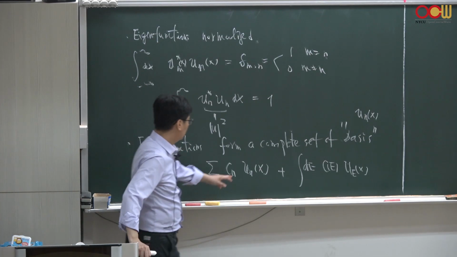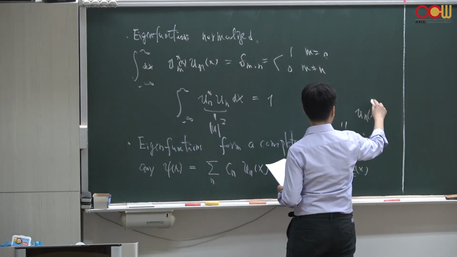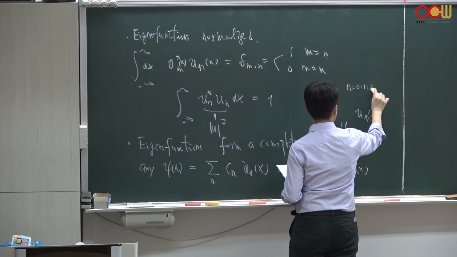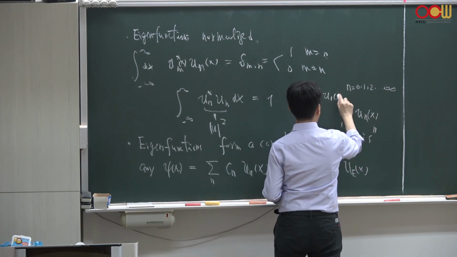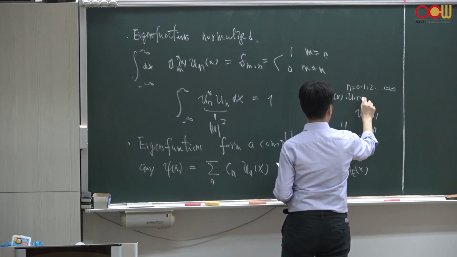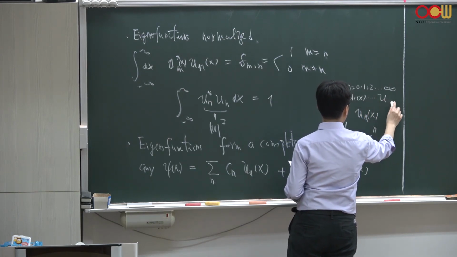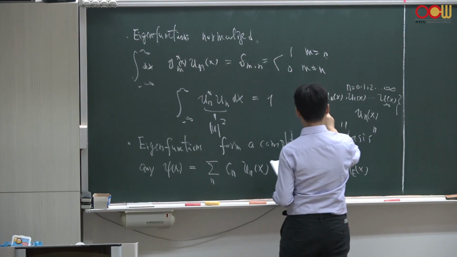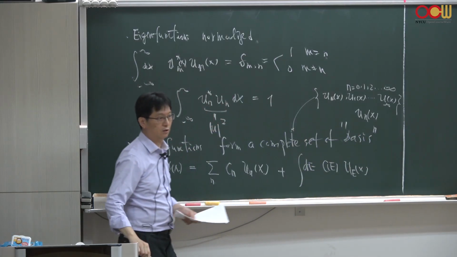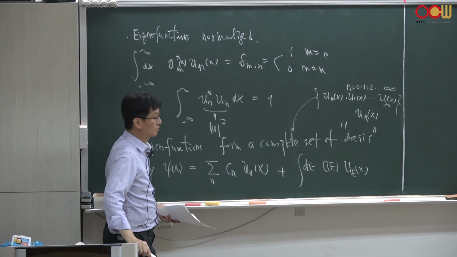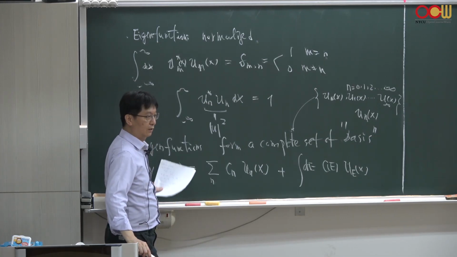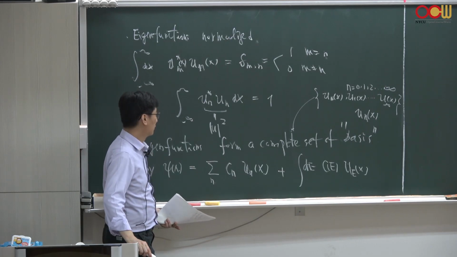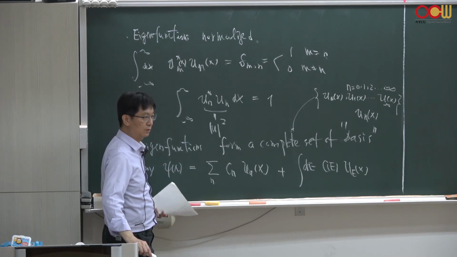So this u_n, when n goes 0, 1, 2, up to probably infinity, a collection of all such eigenfunctions is called a complete set of bases, or sometimes an eigenbasis, because these are the basis functions from which we can form any linear combination of these eigenfunctions, and it turns into any arbitrary wave function.